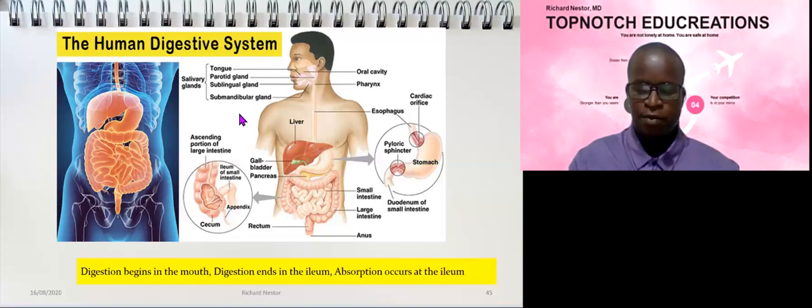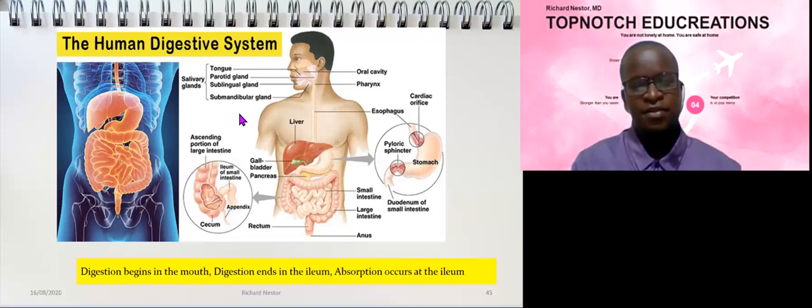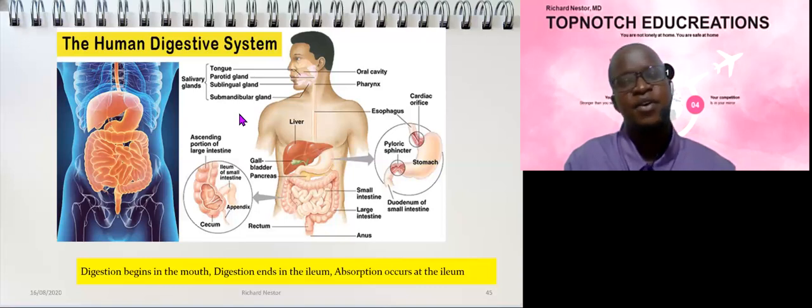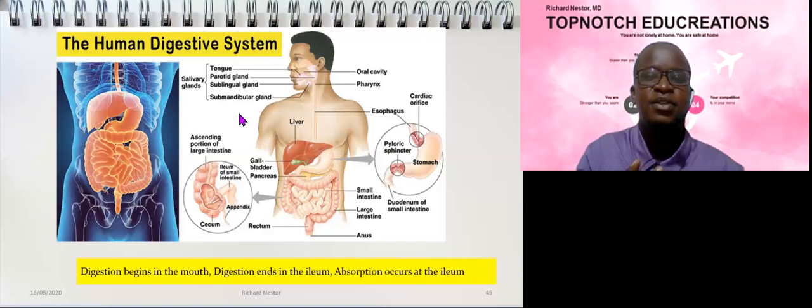So we have said digestion takes place in the mouth and it ends in the ileum. So your focus as a candidate is supposed to be on knowing what the digestive processes taking place in the mouth are, what the digestive processes taking place in the stomach are, what the digestive processes taking place in the duodenum are, and what the digestive processes taking place in the ileum, the final point of digestion, are. These are very, very critical factors you need to know about the digestive process.